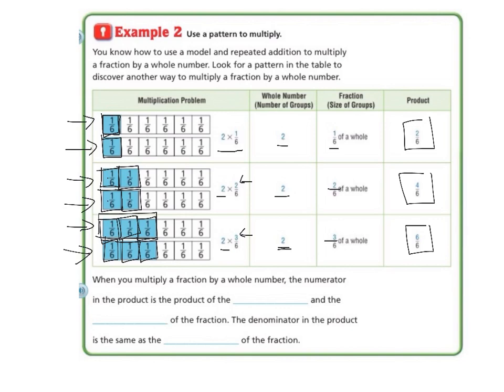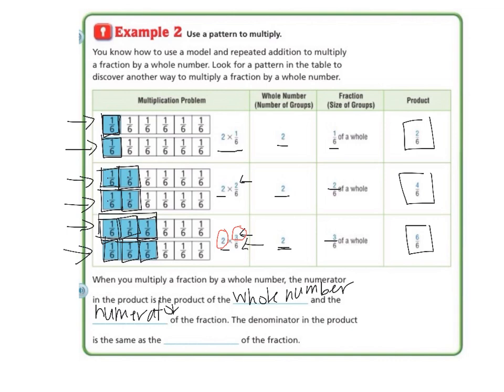When we multiply a fraction by a whole number, the numerator in the product is the product of the whole number and the numerator. So that means in our example here that we multiply the 2, the whole number, times the 3, the numerator. And then we get the product, and our denominator doesn't change.